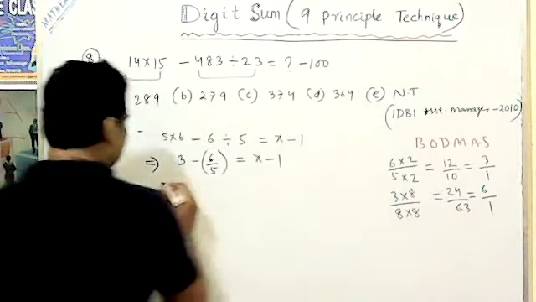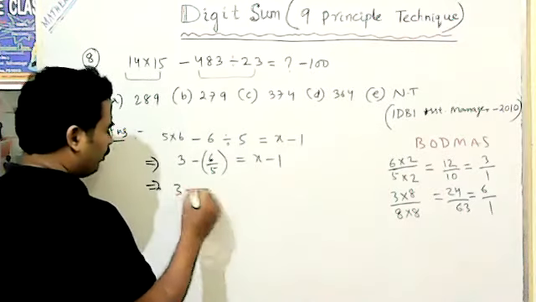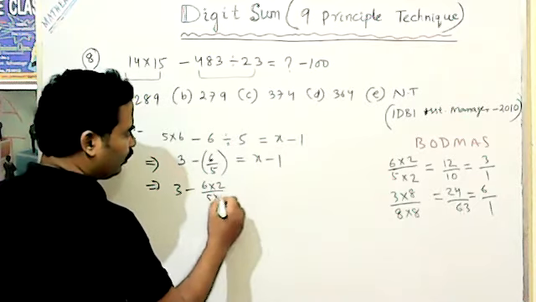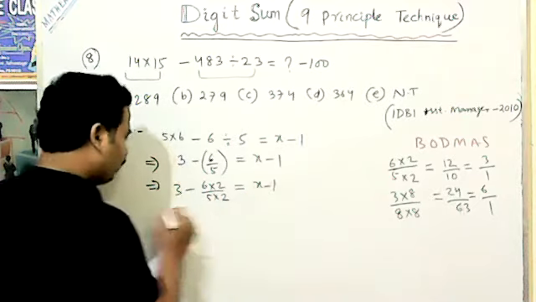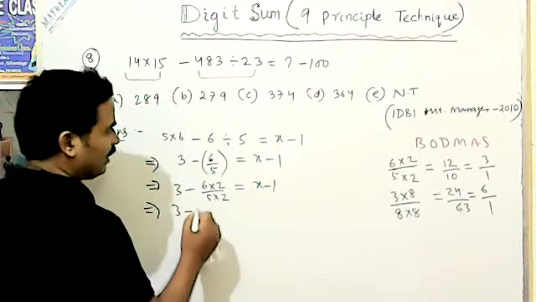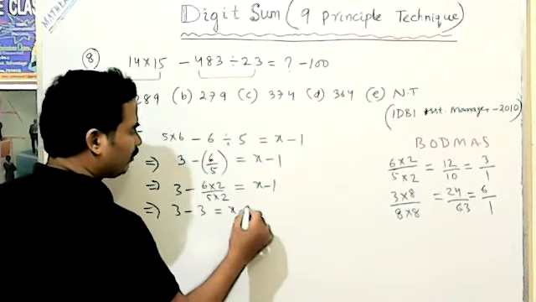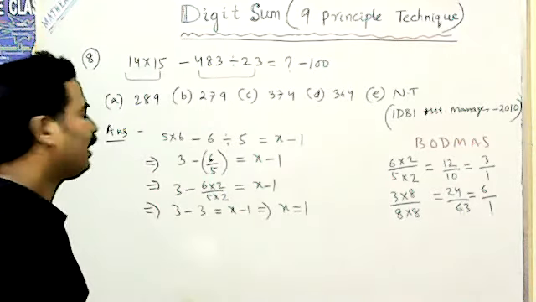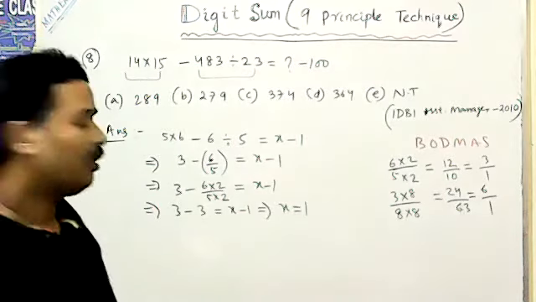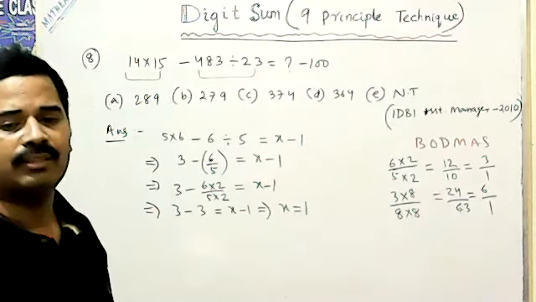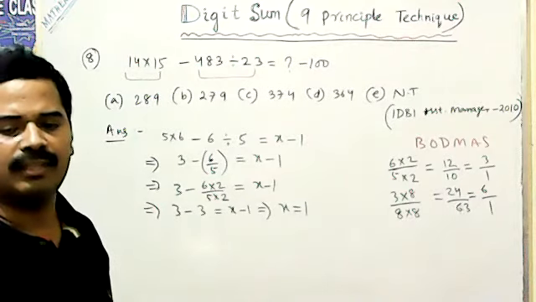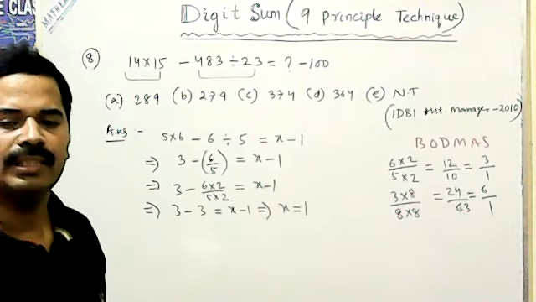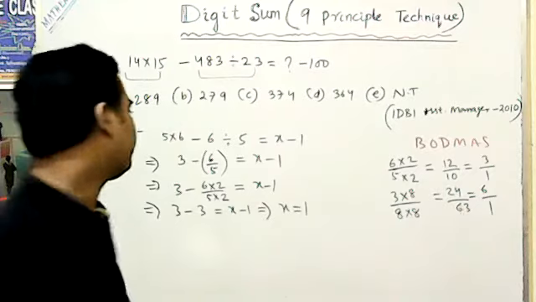In that way, same concept: 3 minus 6 into 2 by 5 into 2 is equal to x minus 1. That means 3 minus 3 is equal to x minus 1. Means x is equal to 1. What option is it? That is x is equal to 1. Option that has digit sum 1. किसी का digit sum 1 आ रहा है, इसको हम चेक करेंगे, किसका डिजिट सम 1 है.